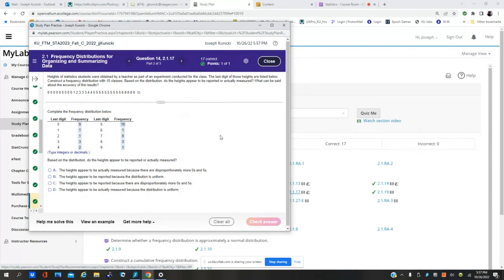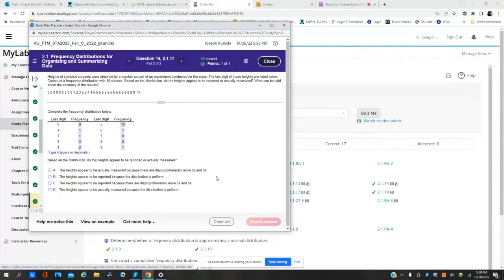So the question is, based on the distribution, do the heights appear to be reported or actually measured? You get your feeling for what they're asking by looking at the answers. The heights appear to be actually measured because there are disproportionately more zeros and fives. If they were accurately measured, they would be all equally likely. You'd expect about 3 for each class if they're equally likely. But they're heavily overloaded in the zeros and fives, which tends to say C is correct.